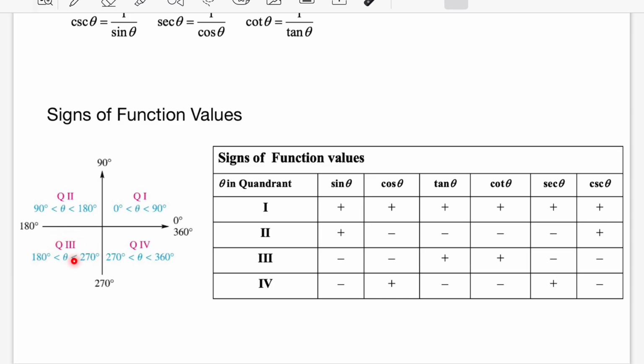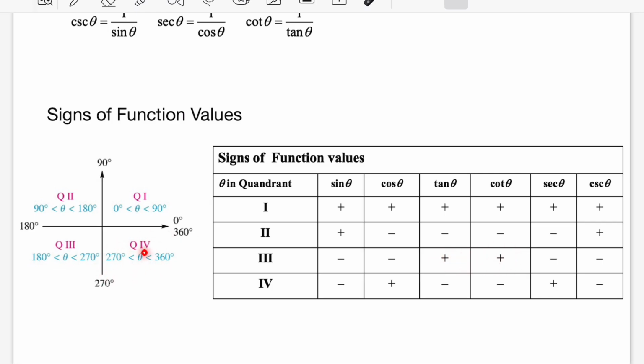In quadrant 3 here, we have that both our sine and cosine values are going to be negative. So this will make secant and cosecant negative as well. But since tangent is going to be sine over cosine and cotangent is cosine over sine, we're doing a negative divided by a negative, so these guys will be positive.